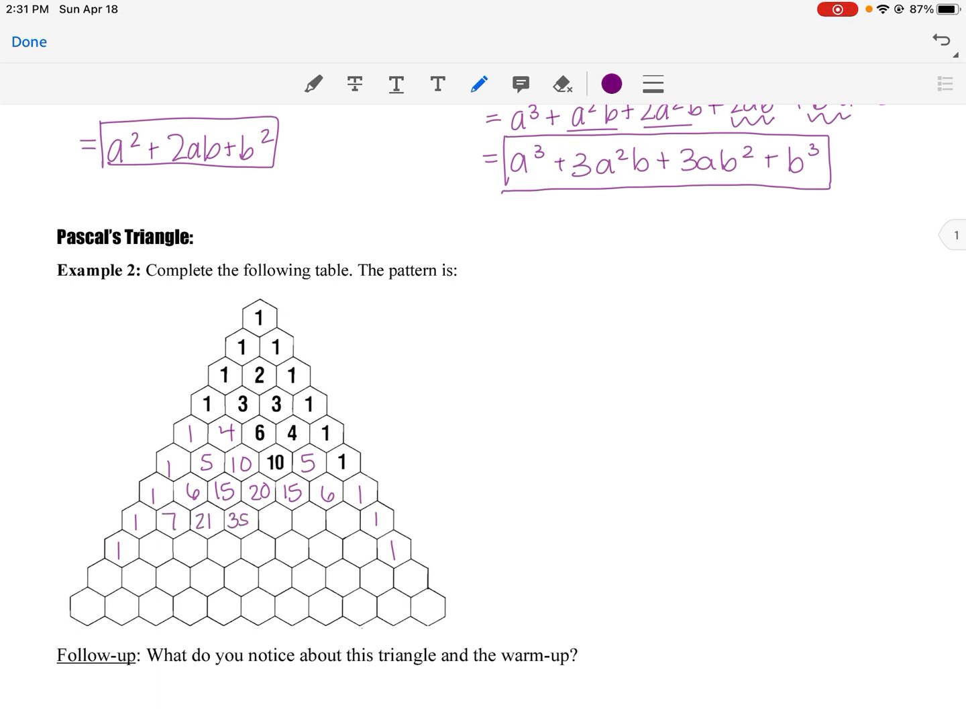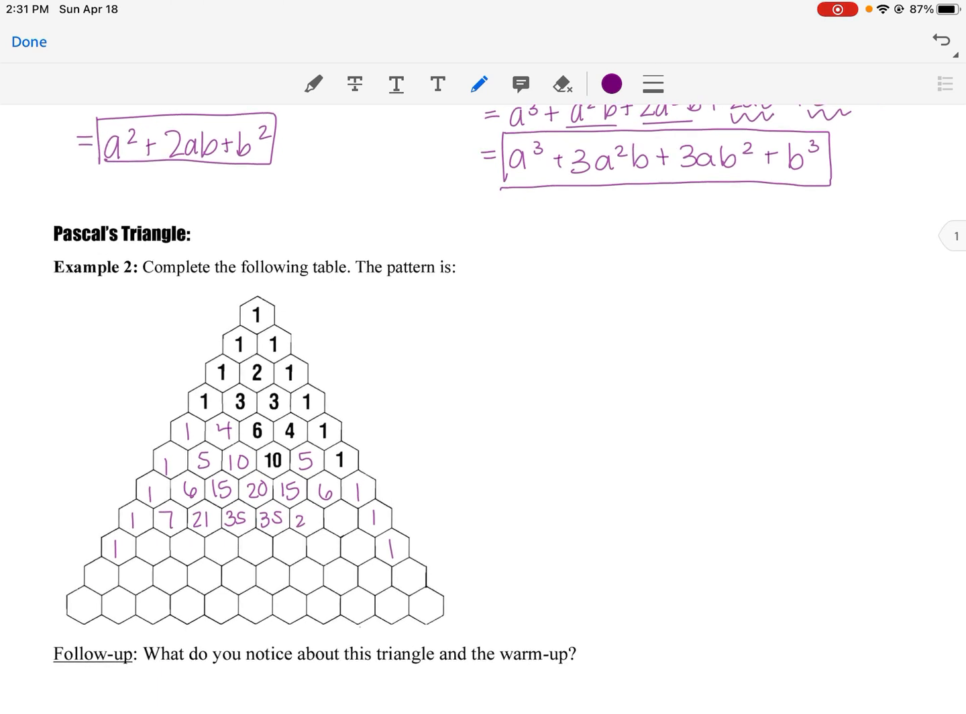7, 21, 35, 35, 21, 7. 8, 28, 56, 70, 56, 28, 7. And you can continue on. It's probably not worth our time here, but yes, this pattern just continues. And we call this Pascal's triangle.